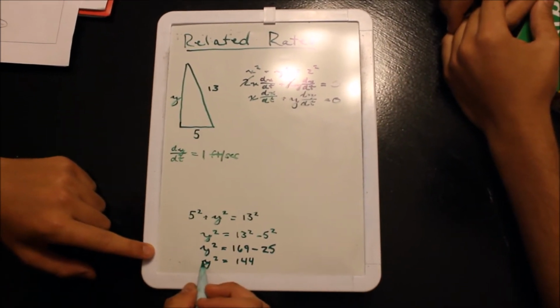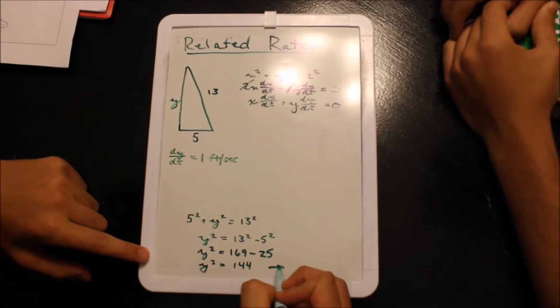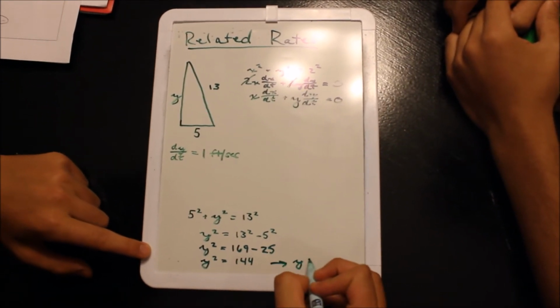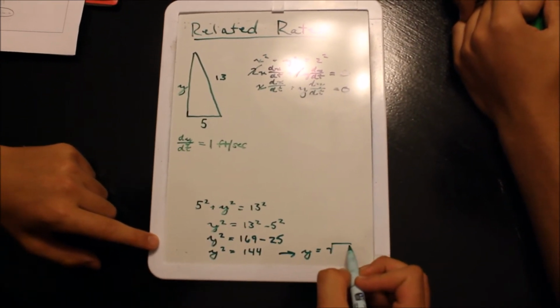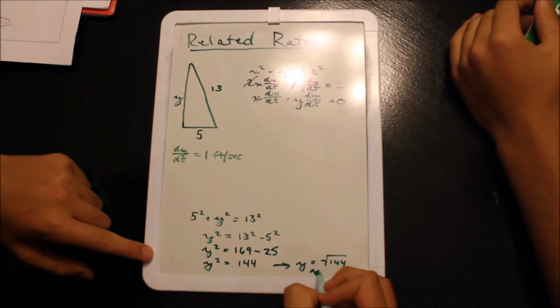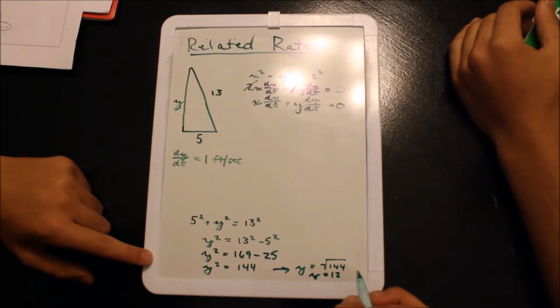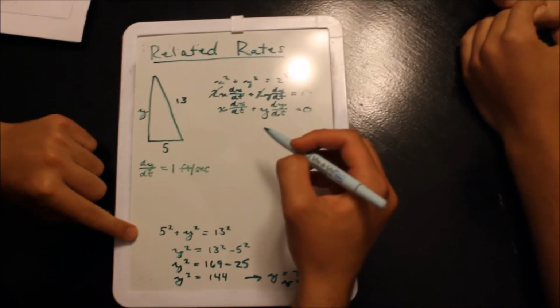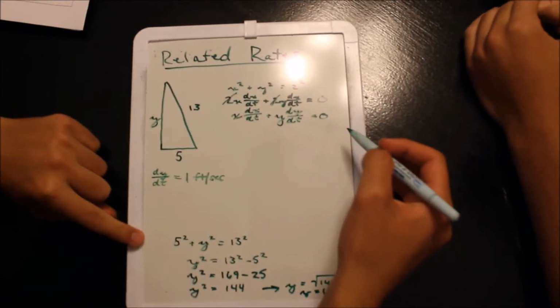So, we have to find out what y equals. So, we're going to come over here. y is going to be equal to the square root of 144. So then y is going to be equal to 12. How about that? Wow. So we're going to come right over here, and we're going to plug these variables in.